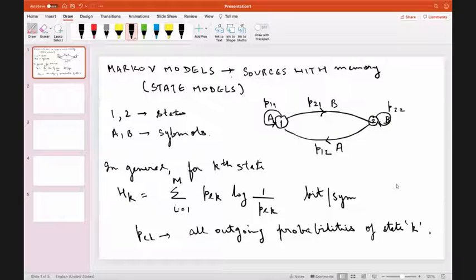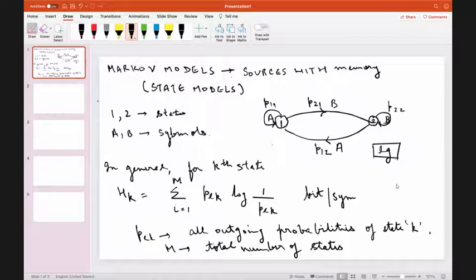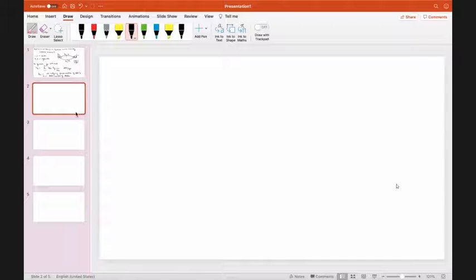So that is the entropy, and M is the total number of states. In this case, capital M is 2, in the problem that I have written over here. So this is just an example. Okay, so that's what it is.